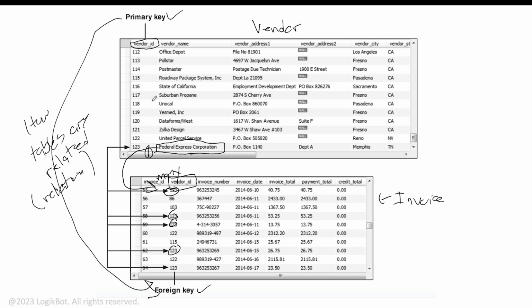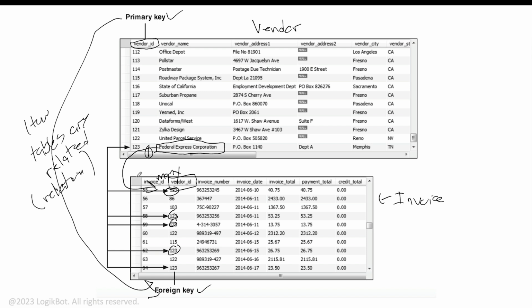All right, so what do we see? We have a vendor ID in this one. You can see it's a monotonically increasing key. We learned that in the last lesson. It's the primary key, and it's the foreign key. It's the same thing, right? It's the same exact number in the invoice table.